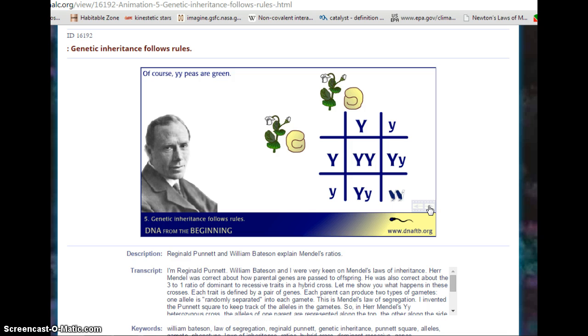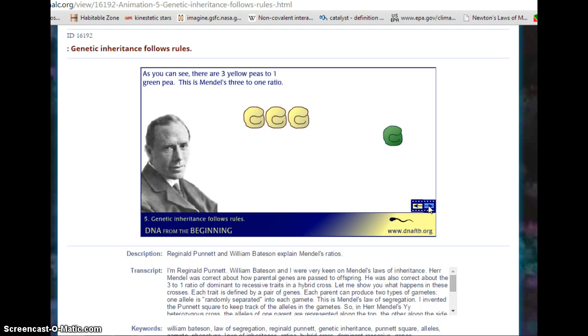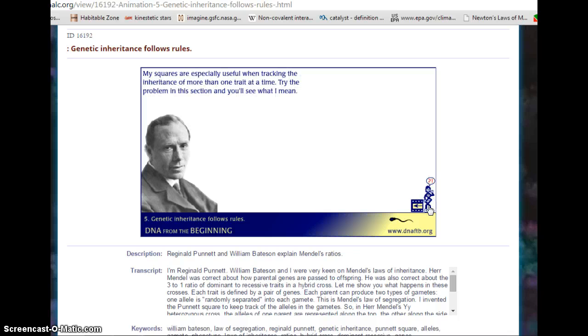Of course, little y peas are green. And while big Y and big Y, little y peas are different genotypes, they also have yellow phenotypes. As you can see, there are 3 yellow pea plants to 1 green pea. This is Mendel's 3-to-1 ratio. My squares are especially useful when tracking the inheritance of more than one trait, but we'll do that later.